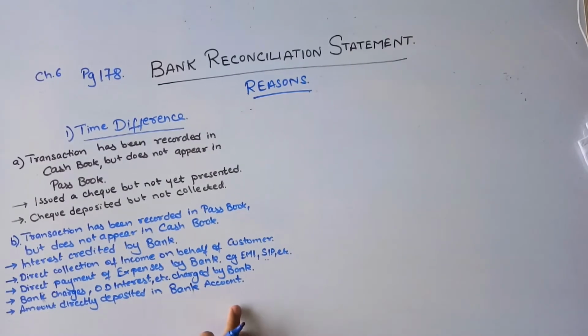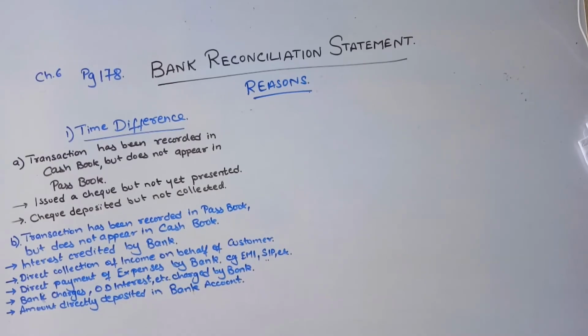There was a vendor to whom we had sold some goods. He directly came and deposited some cash into my account. That amount which is directly deposited into the bank account will get reflected in the passbook, but till the time I don't get my bank statement, I'll not even get to know whether that money has come into my account or not. So that will lead to a difference in the balance as per my cash book and my balance as per the passbook. These are a few main reasons. These are known as time differences.